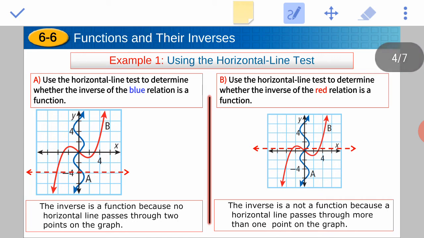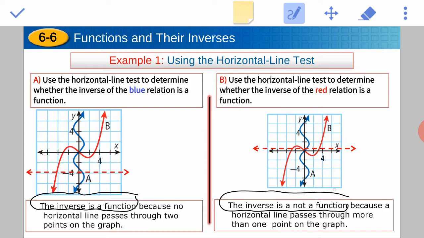So my answer for the first part: the inverse is considered a function by the horizontal line test. And for part B, the inverse is not going to be a function by the horizontal line test.